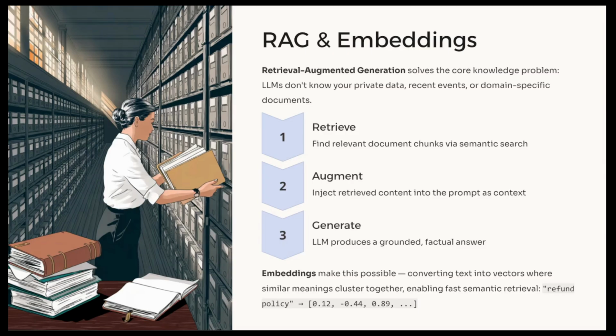Embeddings make this possible. An embedding converts text into a vector. For example, the phrase refund policy can be converted into a list of numbers. Similar meanings have similar vectors, so the system can use vector search to find relevant document chunks. The key idea is this: RAG grounds the model in external knowledge. Embeddings make semantic search possible.